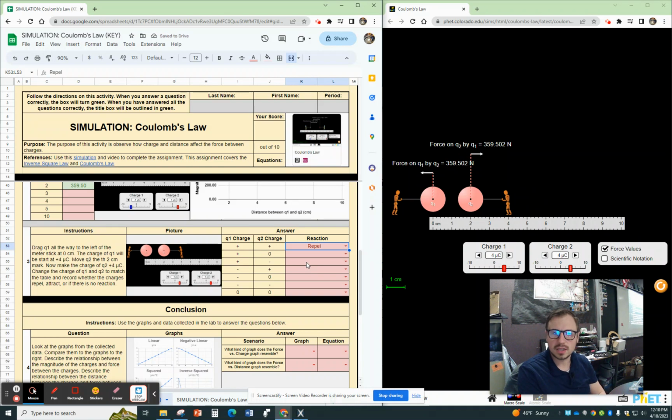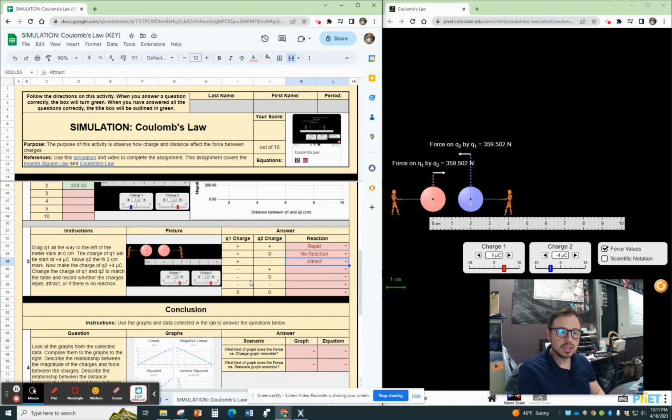Now it doesn't turn green because you do have to get them all correct. The numbers of the charge don't matter so much. I could even make charge 2 different, but what we want to know is if they repel, attract, or if there's no reaction. So the next one is going to be 0, and there's no reaction, right? Charge 2 is at 0. There's going to be no reaction. And then the next one, we make charge 2 negative. I'm going to make it -4, because it's always either negative or +4. But you can see here that now they are attracting each other, right? So you're just going to do that for all of them. Go down the list, and once you get them all correct, it will turn green.